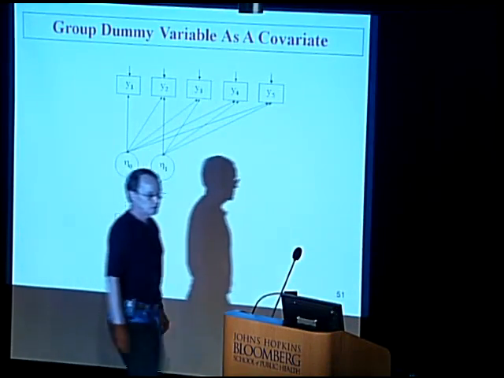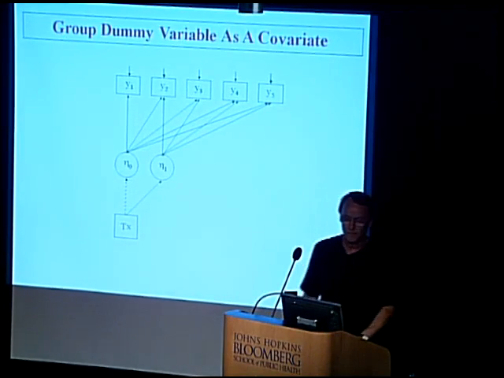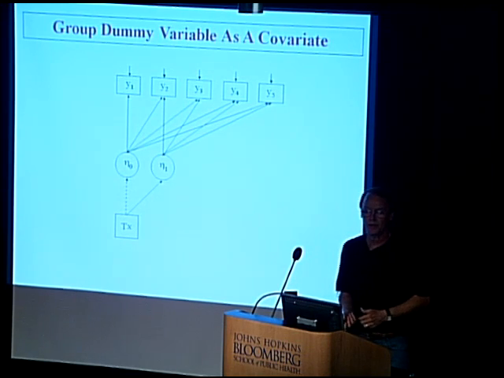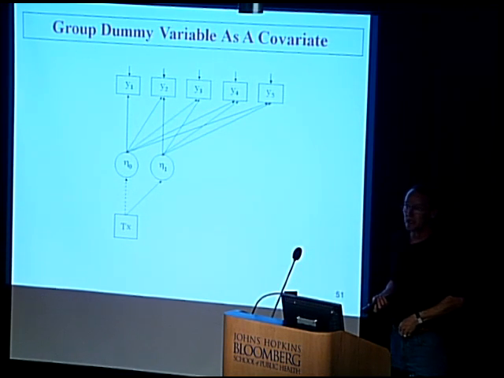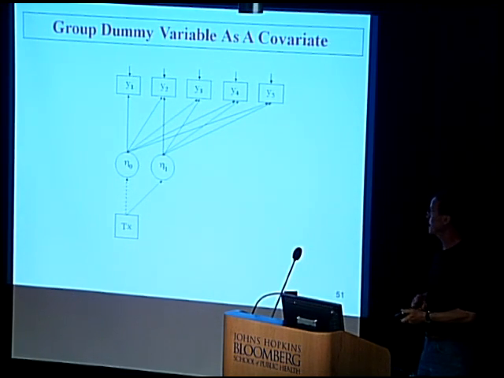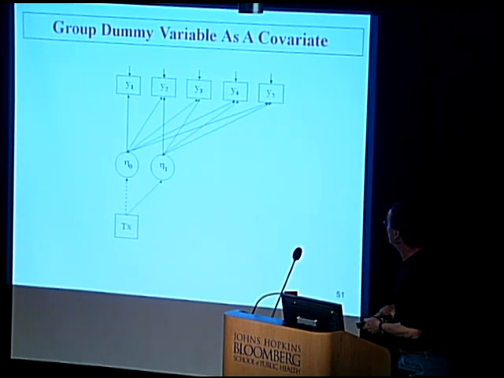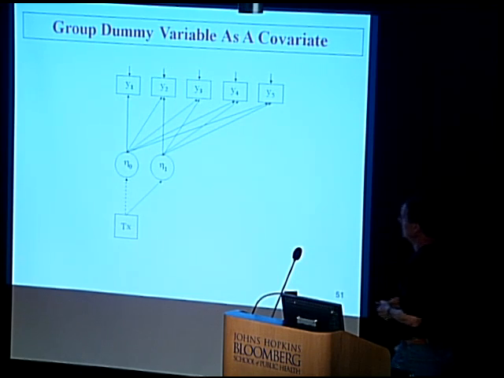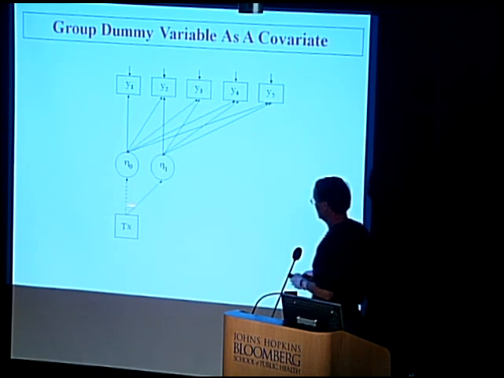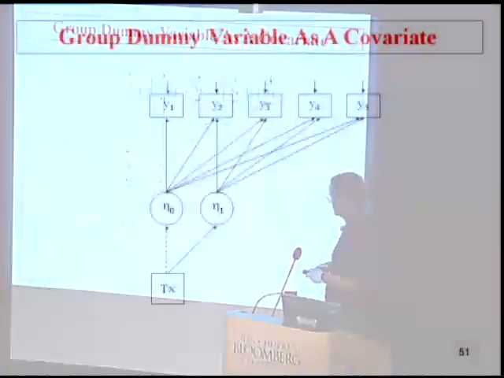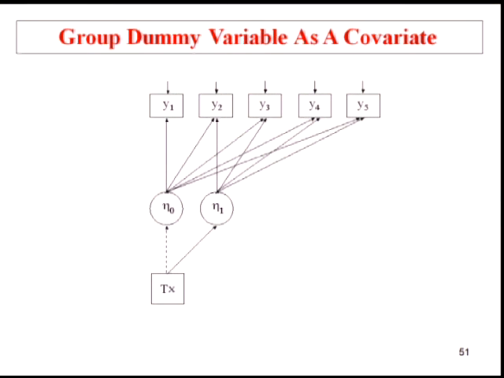So let's take a look at the first approach, where the group variable is a covariate. And let's take an example that I know interests many. That's an example where you have a treatment control dummy variable. We call it Tx. So it's a dichotomous or binary x variable, and we have 5 time points.